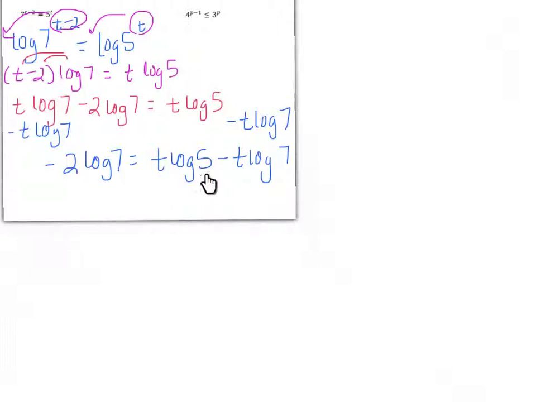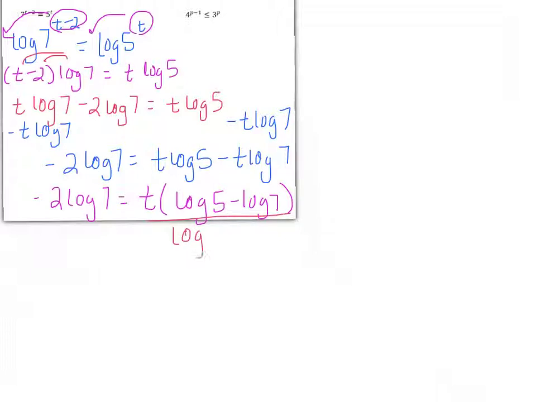Keeping in mind that t log of 5 and t log of 7, the log of 5 and log of 7 are just numbers. So now we can take the GCF of our t out. So we'd have negative 2 log of 7 is equal to t, and then in parentheses, times log of 5 minus log of 7. To get the t alone, we can divide by log of 5 minus log of 7. Or, once again, you can just use your calculator here to figure out what number that should be.